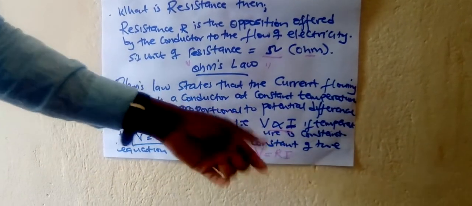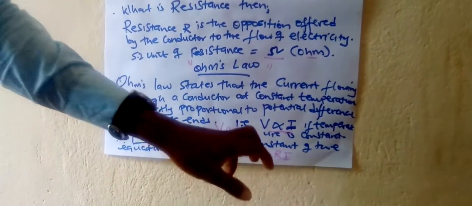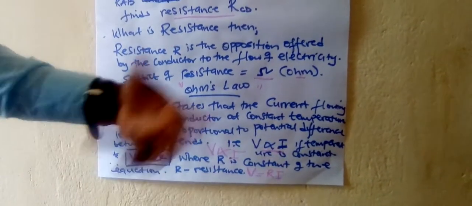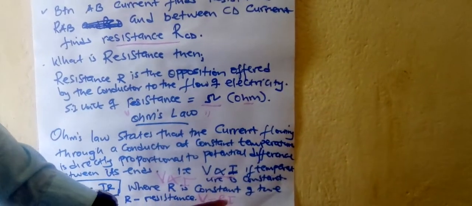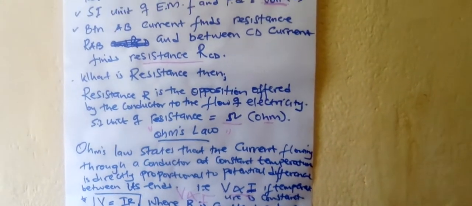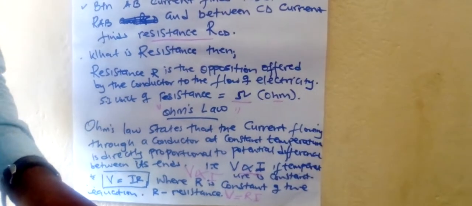So we have said there is a relationship between current and PD. Current flowing is always proportional to the PD, provided the resistance remains the same. And resistance will remain the same only if the temperature remains the same.